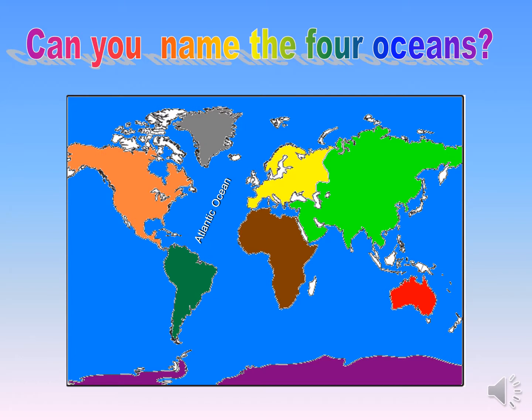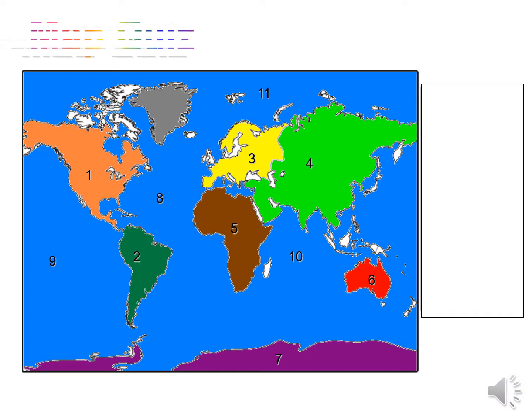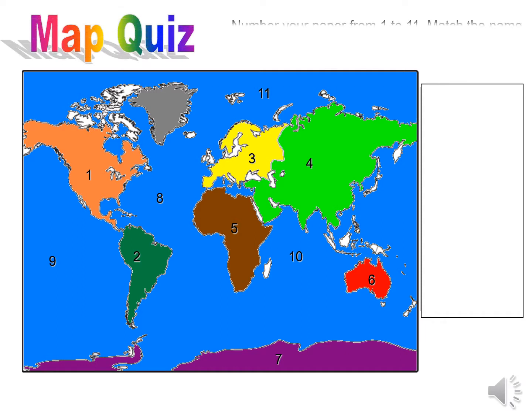So you have the Atlantic Ocean there, Pacific Ocean to the west coast of the United States. You have the Indian Ocean, which if you look, let me bring my pointer up. This is India right here. And so that's kind of easy to remember that that's the Indian Ocean. You have the Arctic Ocean.